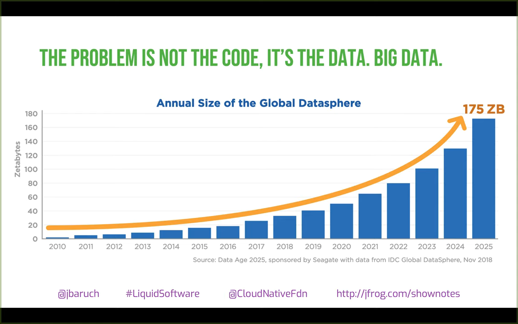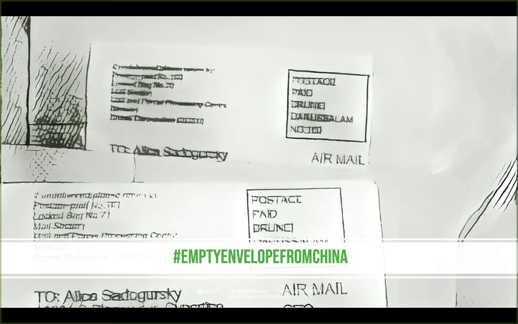And the big companies are already testing in production. One of the interesting examples that I experienced personally of testing in production a couple of years ago, you can go on Facebook if you have an account and search for this hashtag: empty envelope from China.